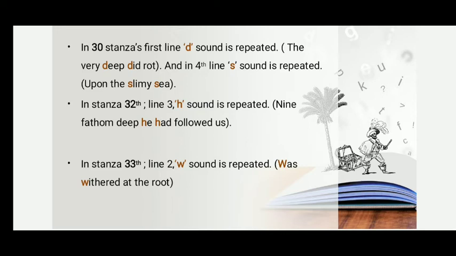Number 7. In stanza 32, line number 3, H sound is repeated, as in nine fathom deep he had followed us. Number 8. In stanza 33, line number 2, W sound is repeated, as in was withered at the root.